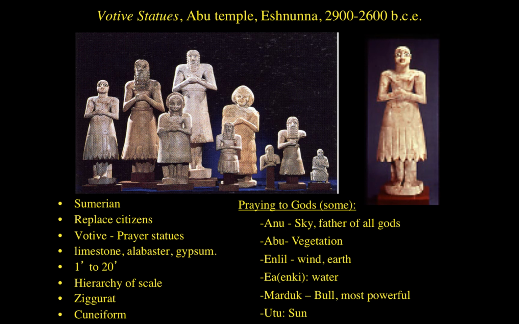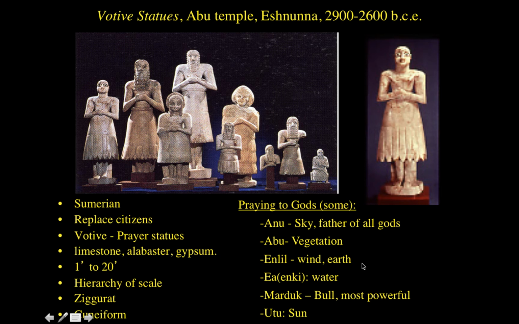But they are meant to replace the citizens because the citizens can't go to the top of the ziggurat into the temple. So they are always present, always communicating. And so these particular votive statues are in the Abu temple at Eshnunna. They are making a dedication to the god Abu. Anu is the sky god, father of all gods. Enlil is the wind earth deity.